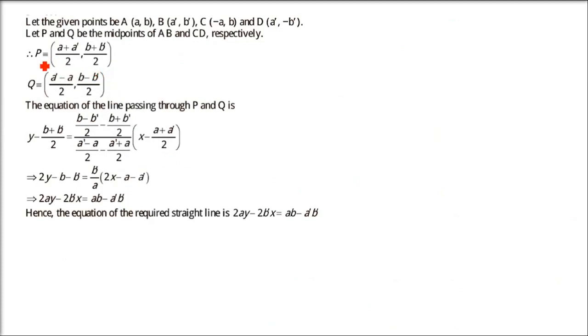We have question number 6 here. Question number 6. Find the equation of the straight line which bisects the distance between the points A, B and A dash, B dash, and also bisects the distance between the points A, minus B and A dash, minus B dash.